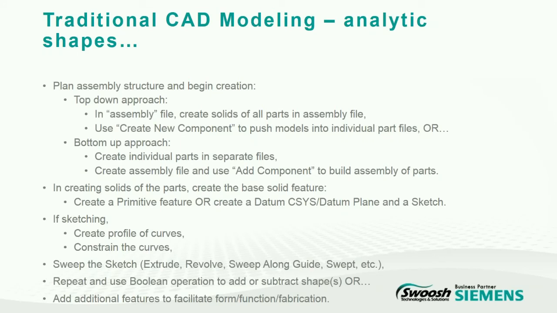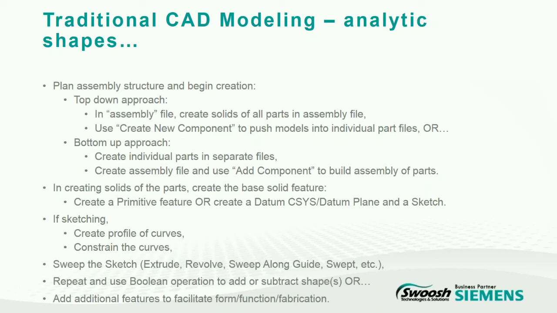You plan your product as an assembly, and as you break down that assembly into the individual parts, you would then start building your assembly with one of two approaches: a top-down approach or a bottom-up approach. The bottom-up being more realistic, where you create the individual parts, then you add them into your assembly, whereas with top-down, you actually build all the models in an assembly file, and then you use that command of create new component to push those models down into the individual part files or sub-assemblies, as the case may be.